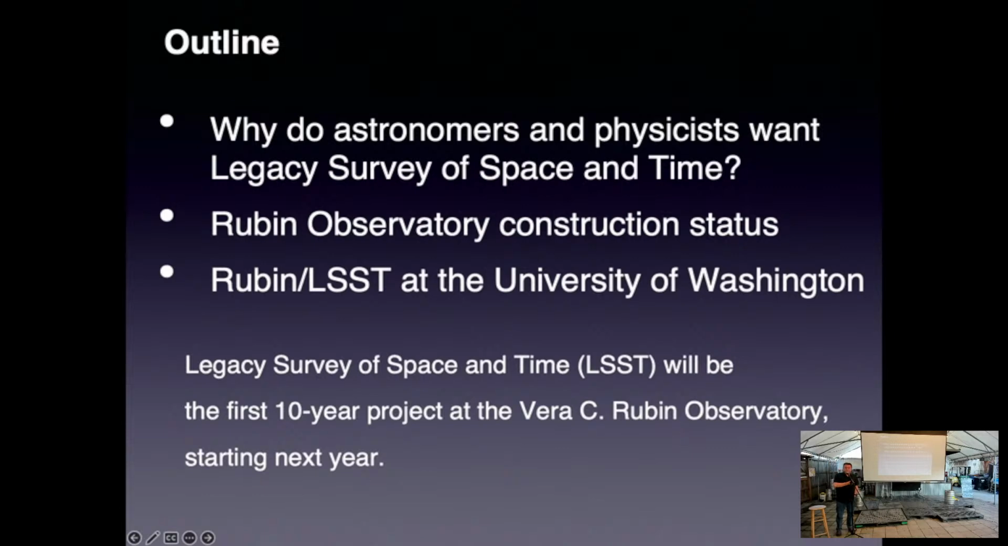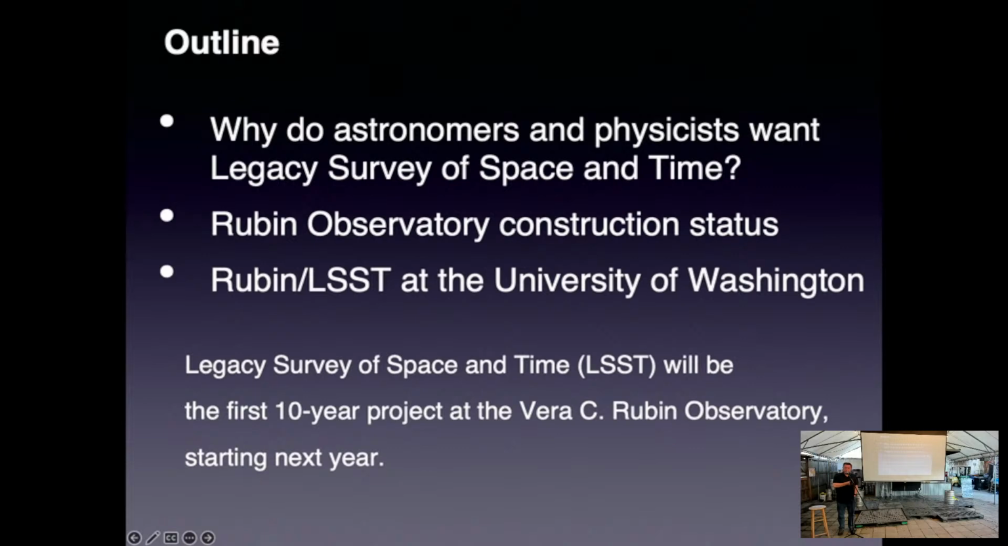Then I'll spend a few minutes showing you, I hope you will be able to see it, some pretty pictures about how we are building this observatory and what are the main components of the observing system. And then I'll conclude with a few words about what we are doing at the Astronomy Department at the University of Washington, what is our role in this project.